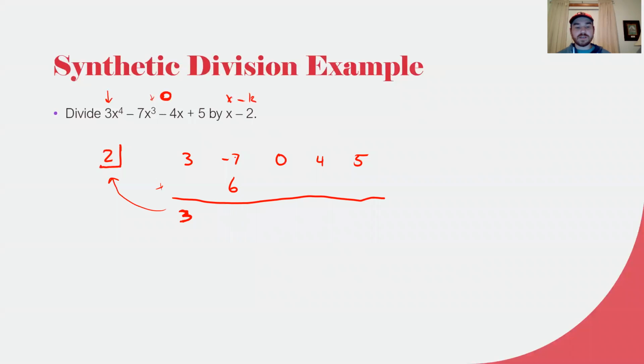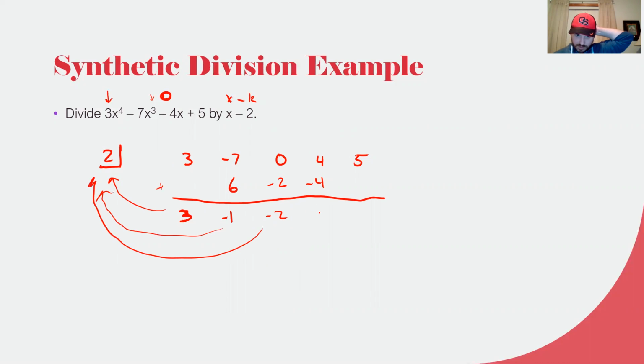Negative 7 plus 6, that's negative 1. Negative 1, again, times 2 gives us negative 2. 0 plus negative 2, that's negative 2. Okay, negative 2 times 2, that's negative 4. Now, this time, negative 4 plus negative 4 gives us negative 8.